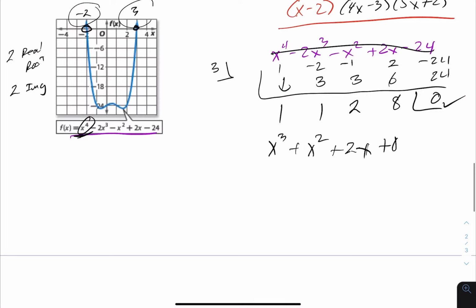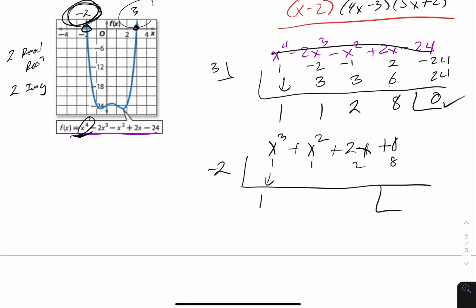And now I can use the other one. Now I can use -2. Negative 2 on the outside. 1, 1, 2, 8. Bring the first one down 1, multiply across -2. Add down -1, multiply across 2. Add down 4. -8, add down 0. So again, it checks out. It's always one power less. This is x squared minus x plus 4. And as I saw up there, that's already factored. I can't factor it anymore. It's prime, because the only thing left is imaginary roots.